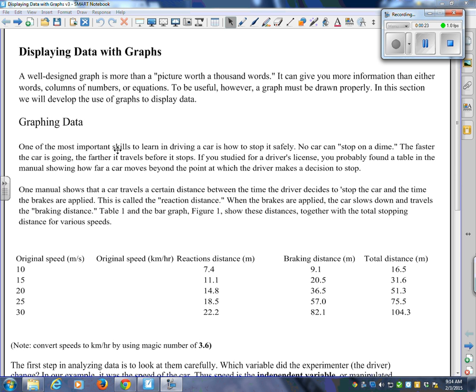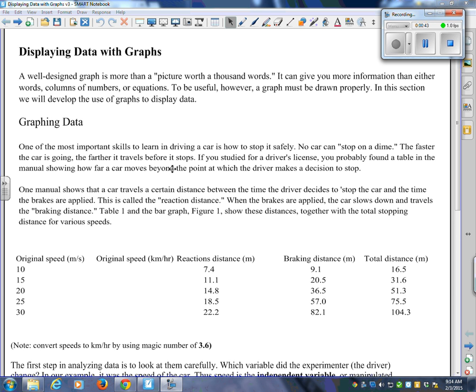So one of the most important skills to learn driving a car is how to stop it safely. Hands up if you took driver's ed. Just about everyone. Okay, so anyways, you all know about the brakes, right? No car can stop on a dime. The faster the car is going, the farther it travels before it stops. Duh. And you took this in grade 10 science as well.